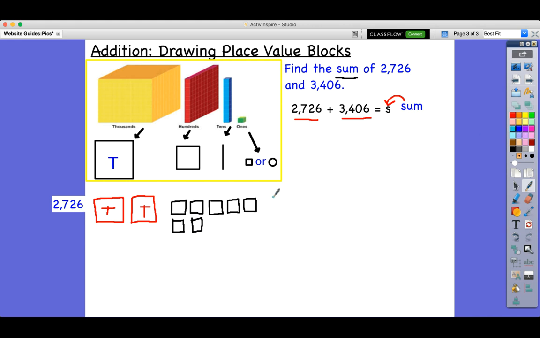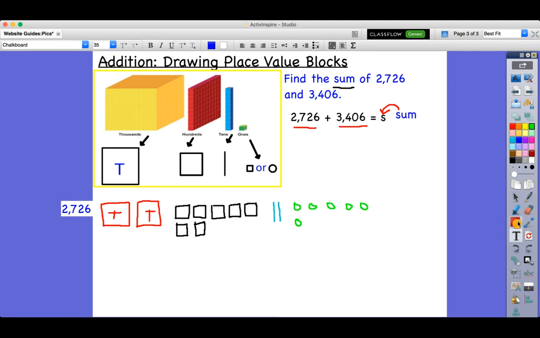Okay. Next, I'm going to go to the tens place, and I have a 2 in the tens place. So I'm going to draw just a line here to represent the base 10 block. And I have 1 ten, 2 tens, and then I have 6 ones. You can draw a square or a circle. I find it's a little bit easier to just draw a little circle. 1, 2, 3, 4, 5, 6 ones.